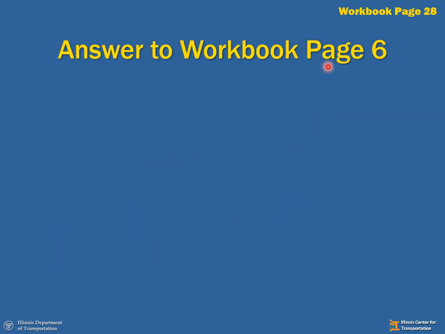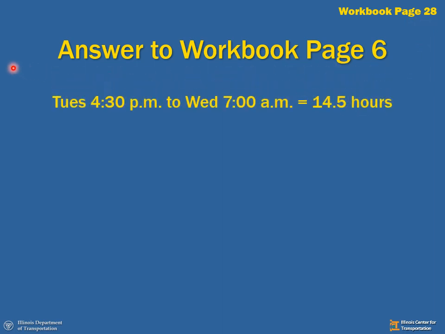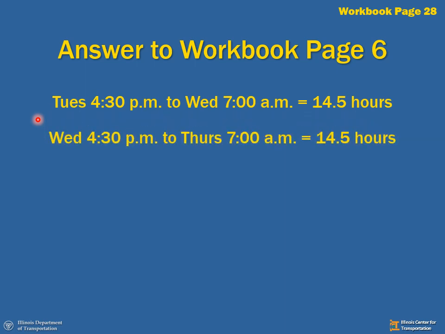All right. Workbook page 28 has this answer to the traffic control surveillance problem. Let's take a look. So from Tuesday, 4:30 p.m., they quit their normal shift until they came back at 7 a.m. on Wednesday the next day. That total period is 14.5 hours, right? The next day, they worked their normal shift from 7 a.m. to 4:30 p.m. on Wednesday. So from 4:30 p.m. when they leave until they come back on Thursday morning at 7 a.m. is another 14 and a half hours.